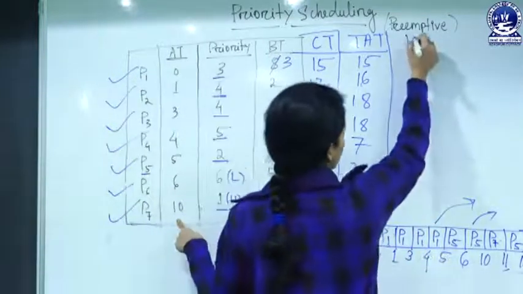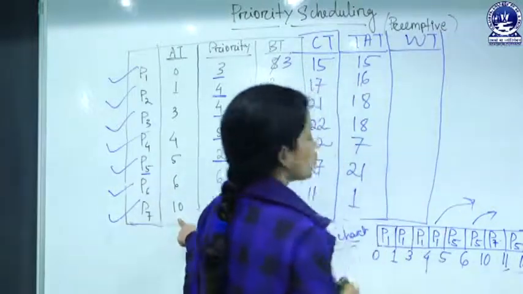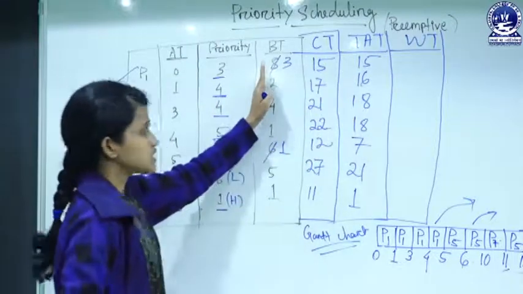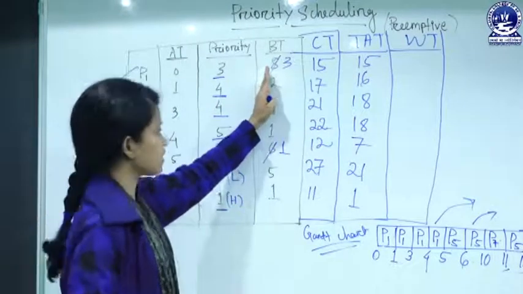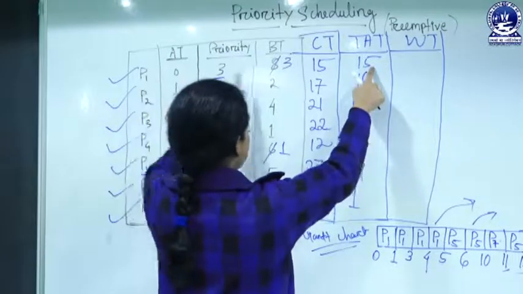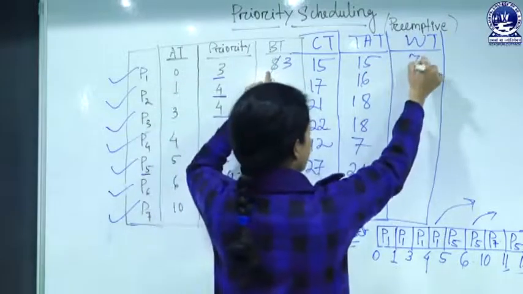Next, waiting time. Waiting time means turnaround time minus burst time. We will take the real burst time. The turnaround time of P1 is 15 and the burst time is 8. So 15 minus 8, that is 7.